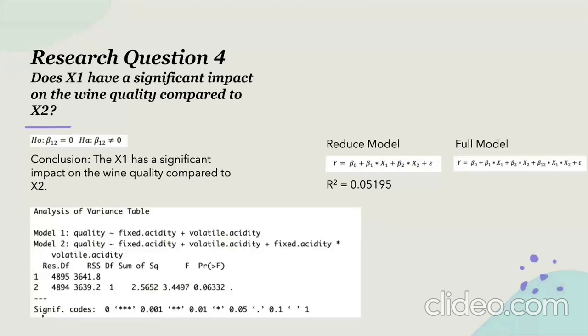In research question 4, we are examining whether X1 has a significant impact on white wine quality compared to X2. Based on the model we have, we can conclude that X1 has a significant impact on the wine quality compared to X2. And we have a null hypothesis which sets beta 1 interact 2 equal to 0, to see if we can reject the hypothesis.